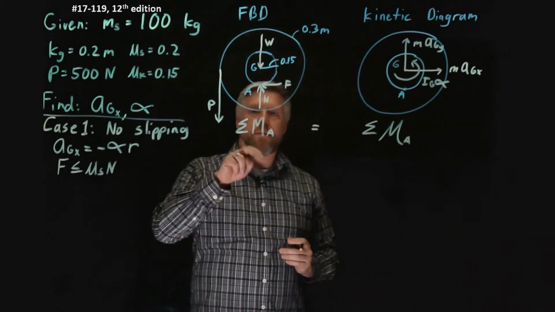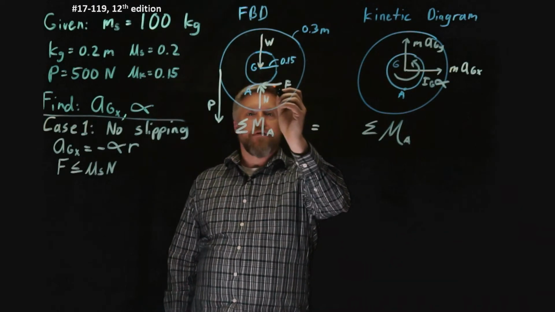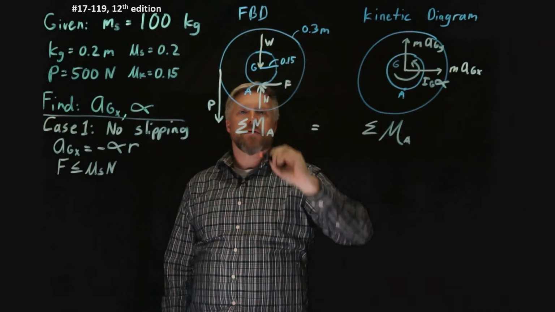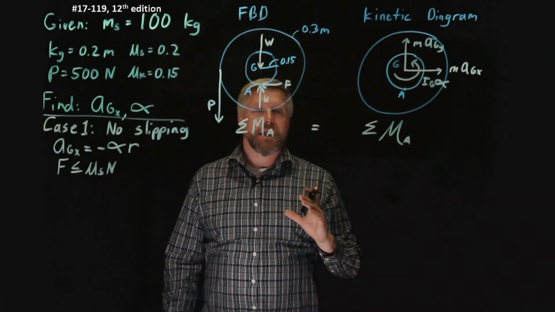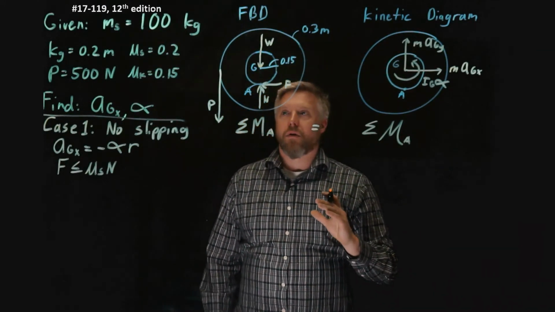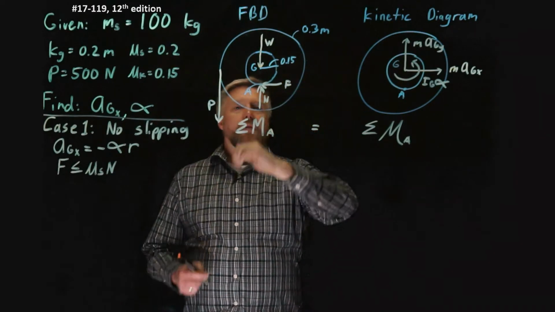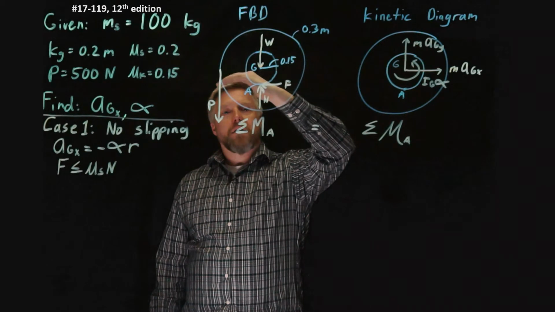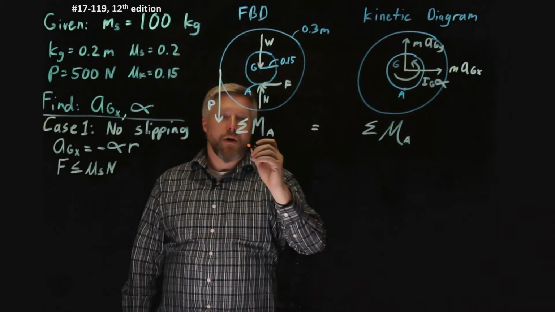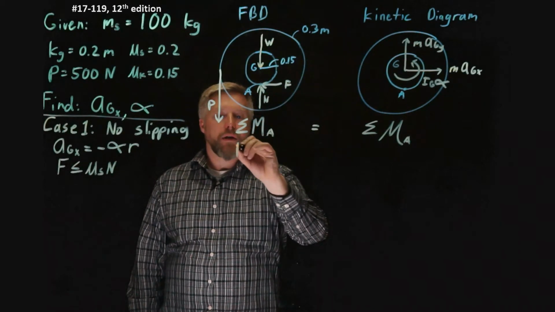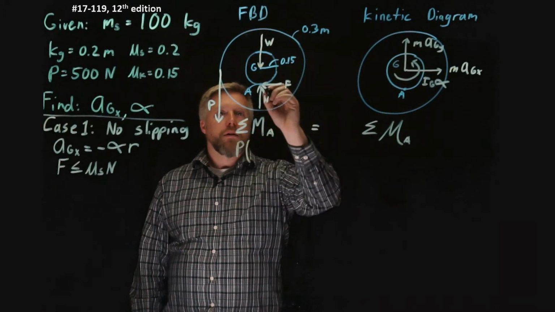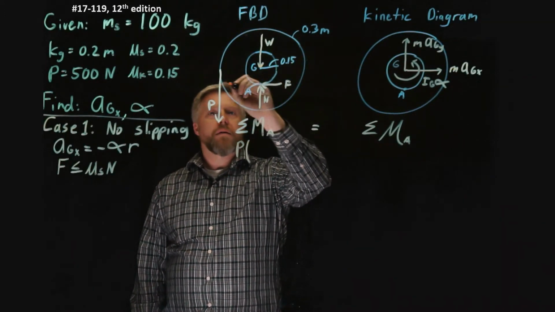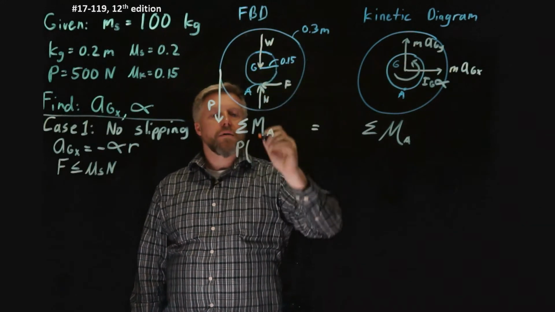Okay, so the sum of the moments about point A. We see F, N, and W. The line of action of all three of those forces passes through point A, meaning they're not causing any moment about point A. The only moment will be caused by P. If I put my thumb on A and point my fingers towards P, it would tend to curl my fingers in my right hand, which means it's a positive moment. So we're going to have P times the distance between A and P, this distance here, which is 0.3 meters.